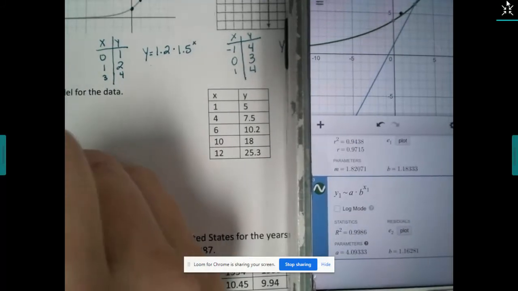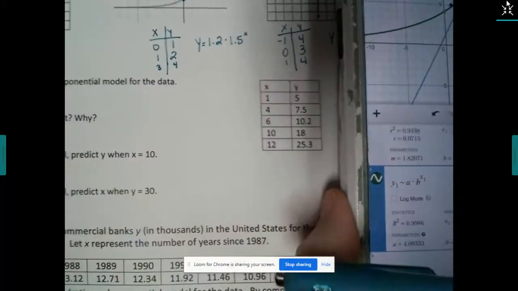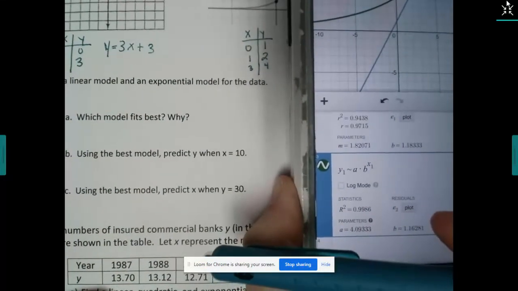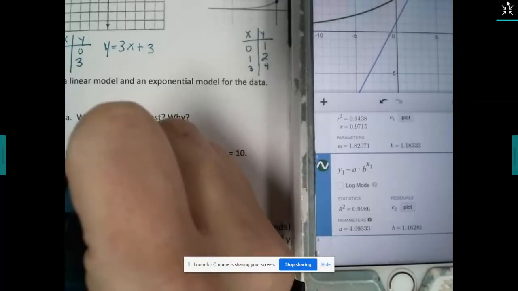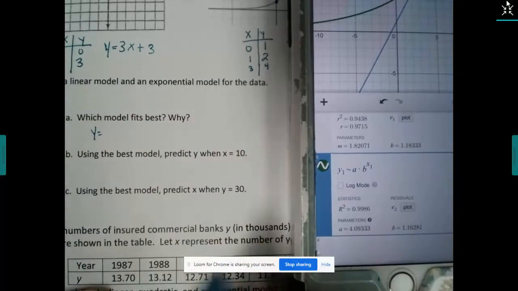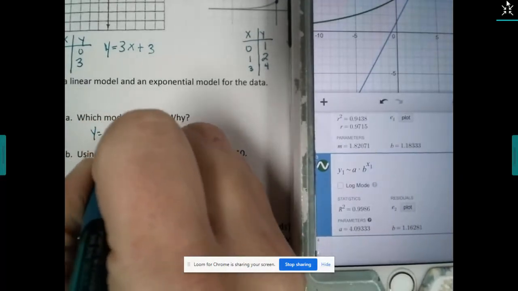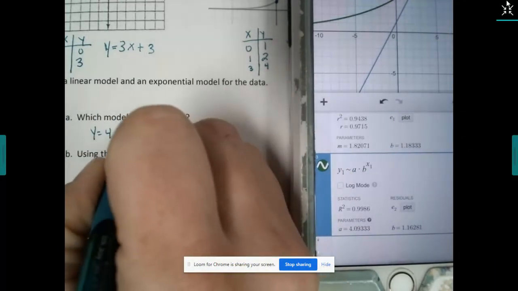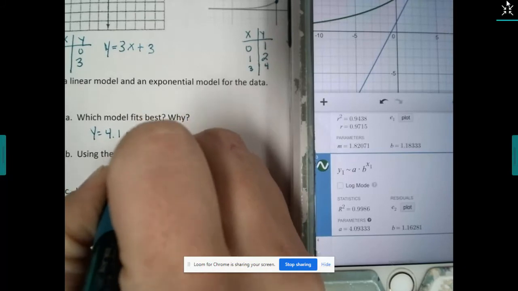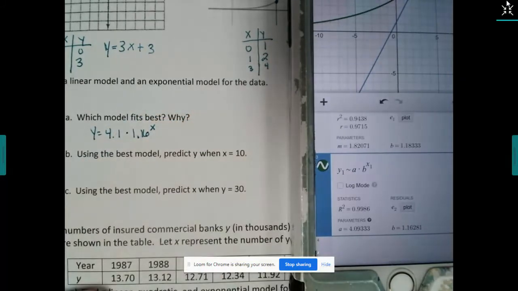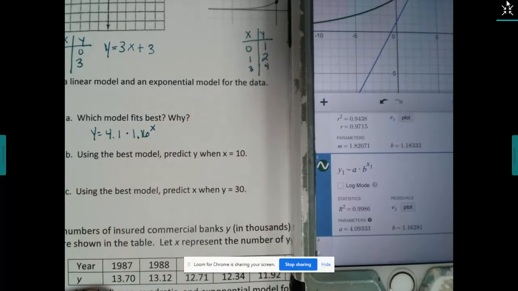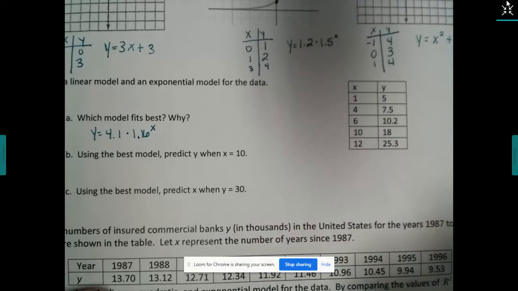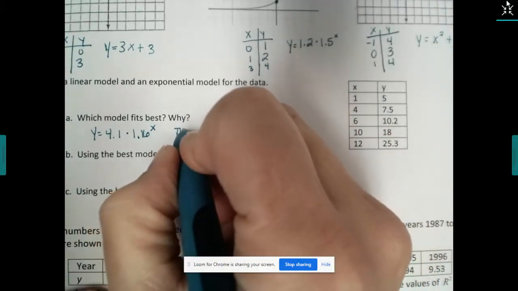So let's write our exponential model. So we've got a, so y equals, our a is 4, we'll round it to 4.1, times b is 1.16 to the x power. And then to answer the question why, we'll just say the r squared value is closer to 1.